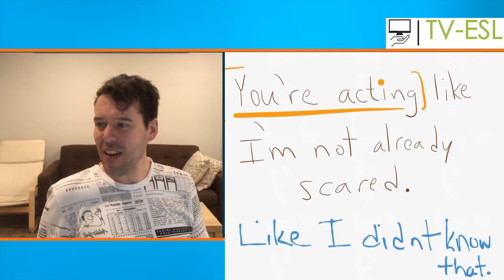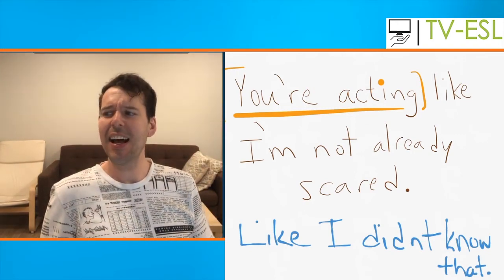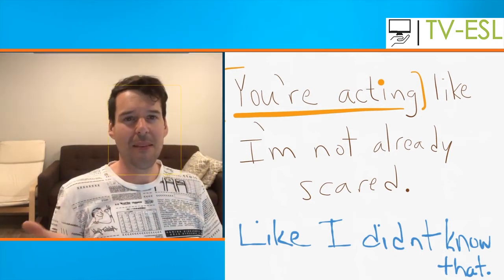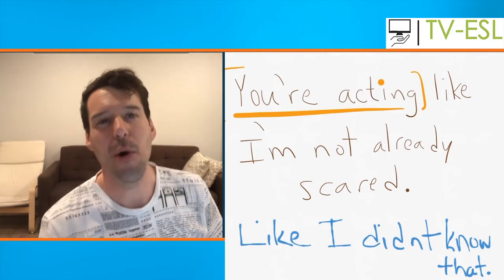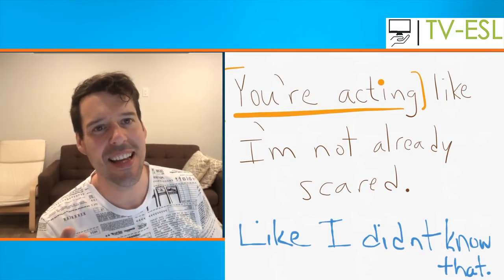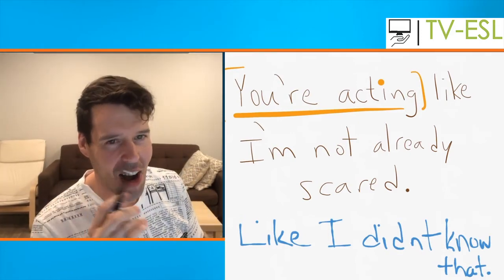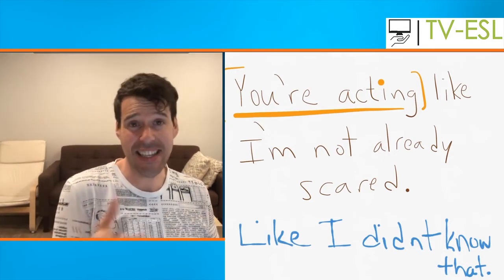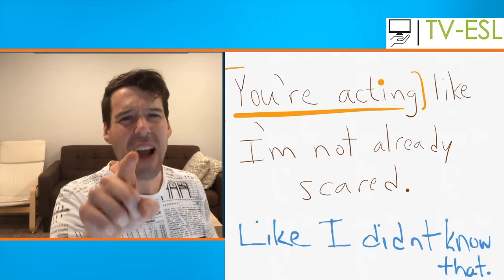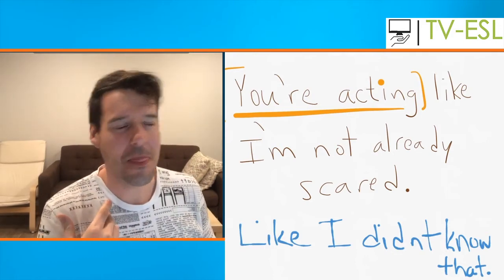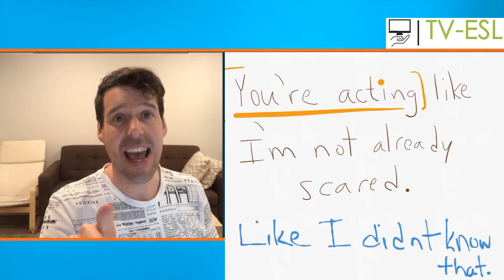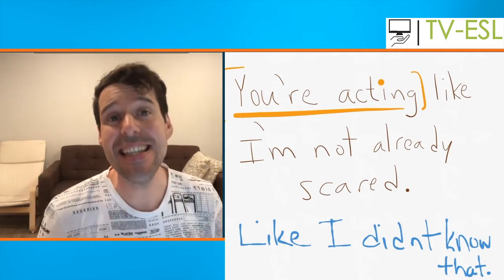Like I didn't know. It fits, right? Yeah? Okay, so same thing here. You'd say to somebody, oh, like I didn't know that. And the meaning is the opposite. I already know that. When you say like I didn't know that, you're saying you're acting like I didn't know that, and you're correcting the person. You're saying you're acting like I didn't know that, and I need you to know that I did know that.